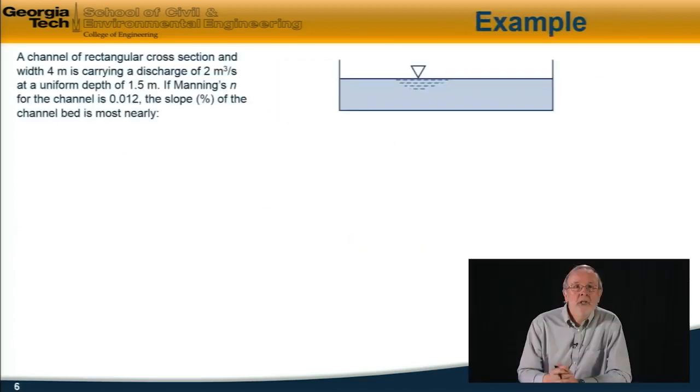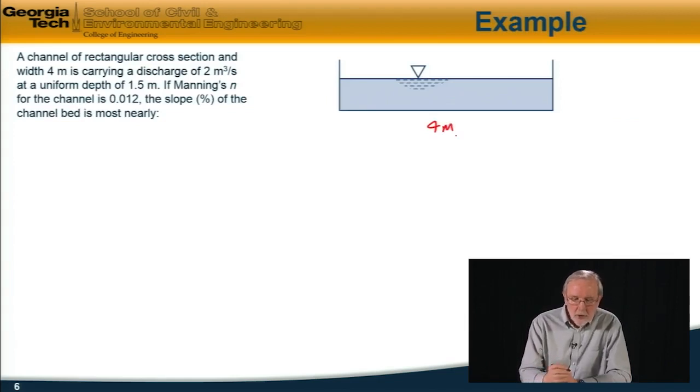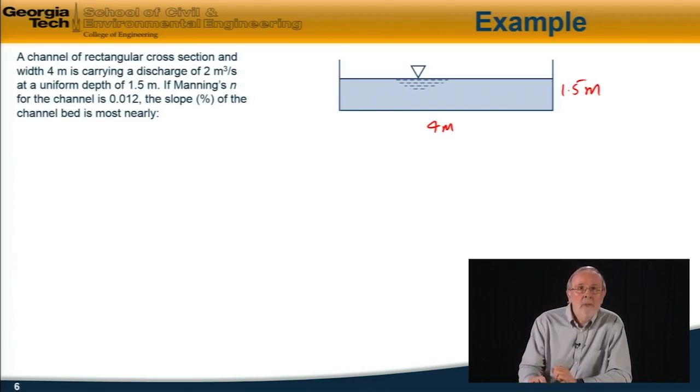To illustrate that, let's do some examples. In this question, we have a rectangular cross-section channel 4 meters wide, carrying a discharge of 2 cubic meters per second at a uniform depth of 1.5 meters. Manning's n is 0.012, and the question is, the slope in percent of the channel bed is most nearly which of these alternatives?